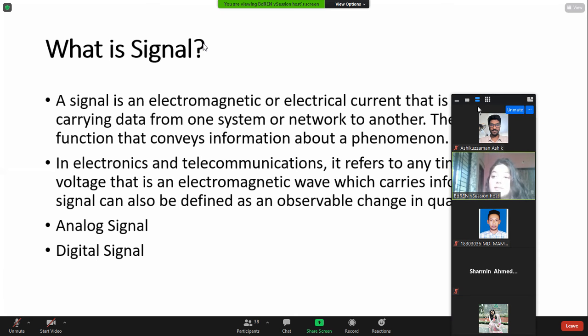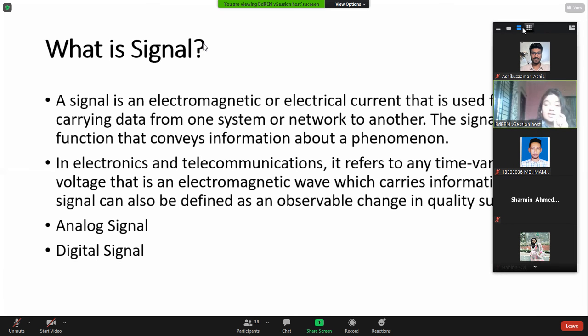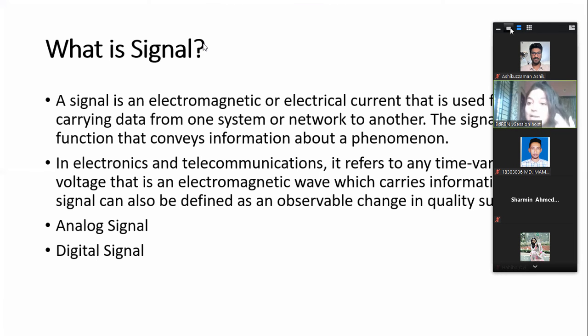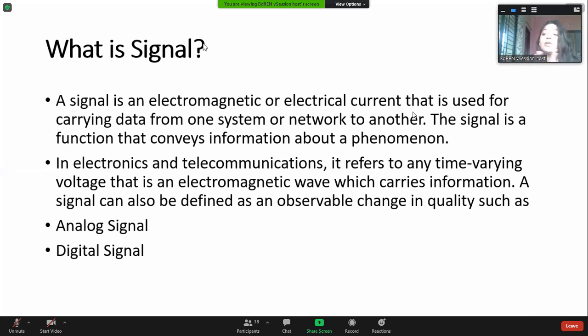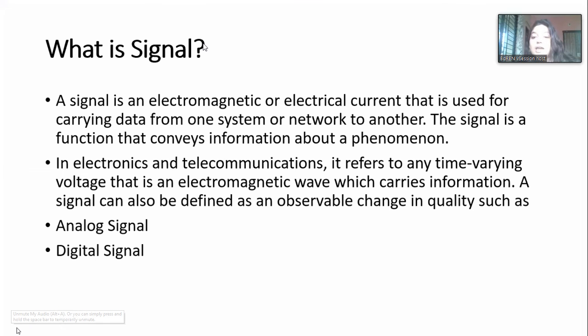Signal is not only electrical current. Electrical current can be used for many works, for different devices and different purposes. Suppose electrical current is used for brightening a light, turning on a light, turning on a fan, or turning on a device. But when the electrical current is used to carry data from one device to another device, that time it's called a signal. So now you can tell what is a signal if I ask.